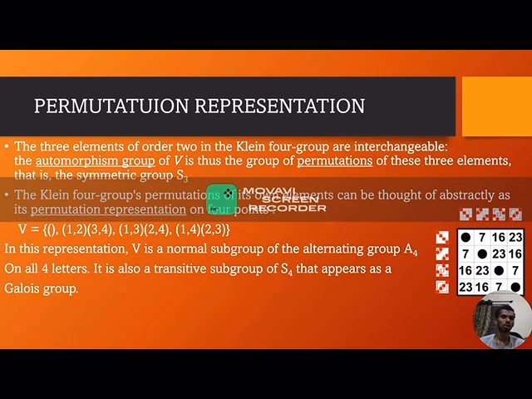V is a normal subgroup of the alternating group A4 on all four letters. It is also a transitive subgroup of S4 that appears as a Galois group. The other representations of this group are as follows, and the pictorial representation is given.